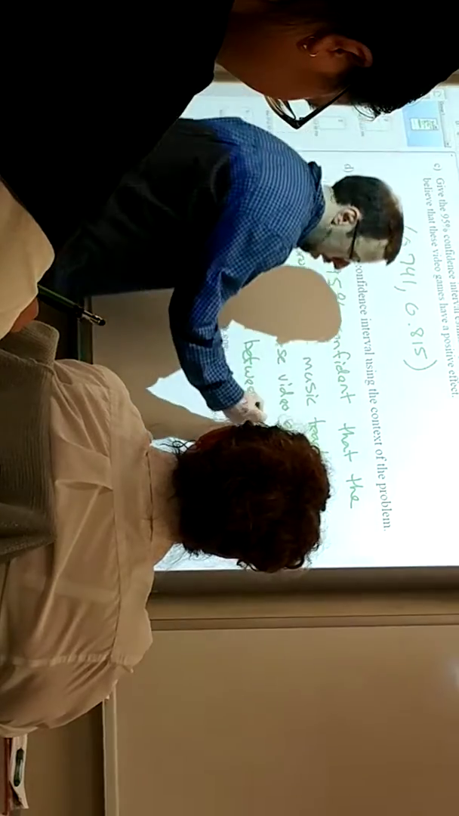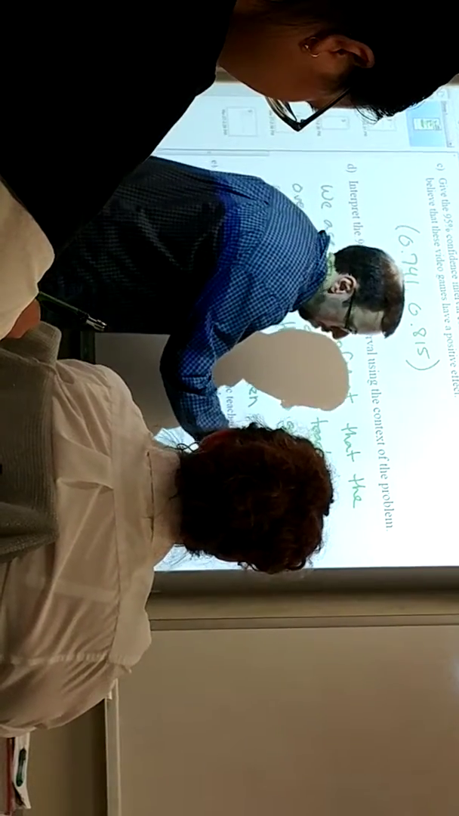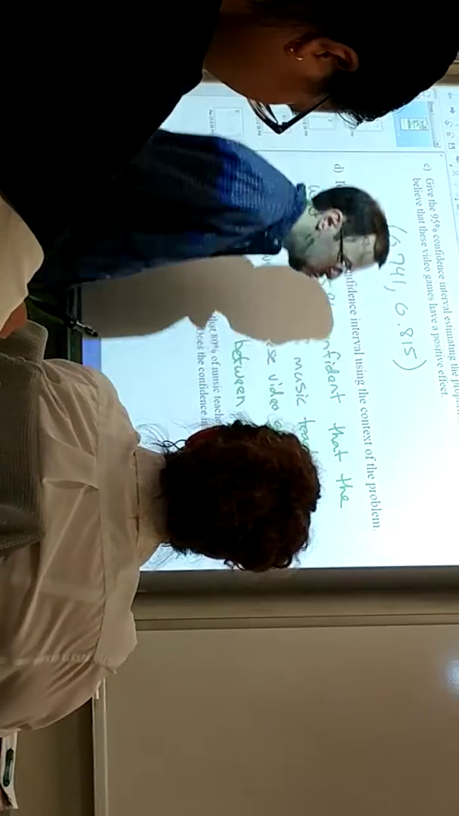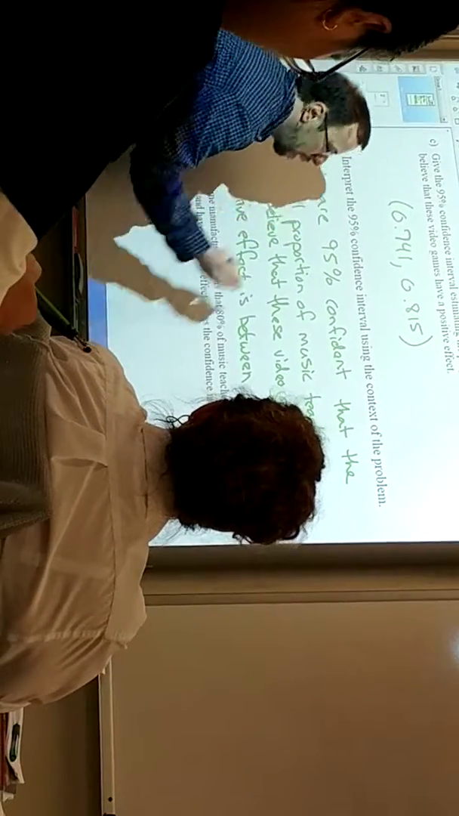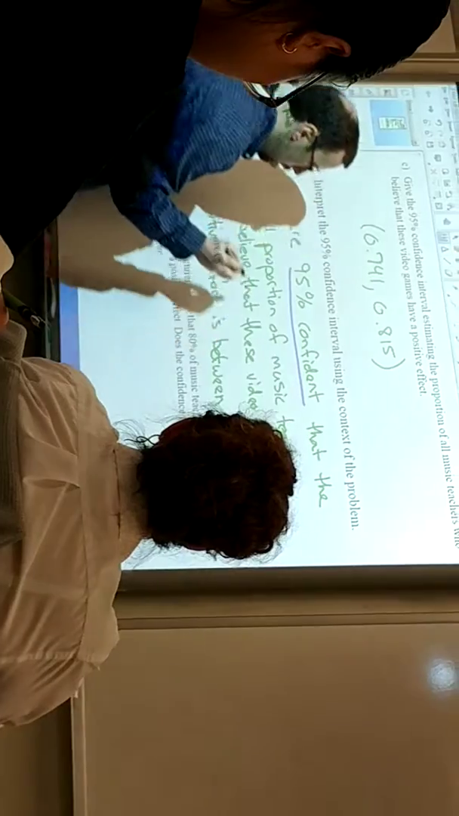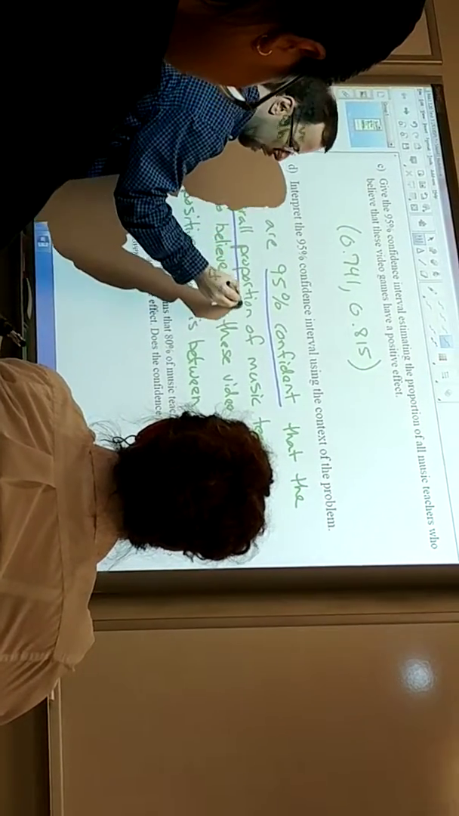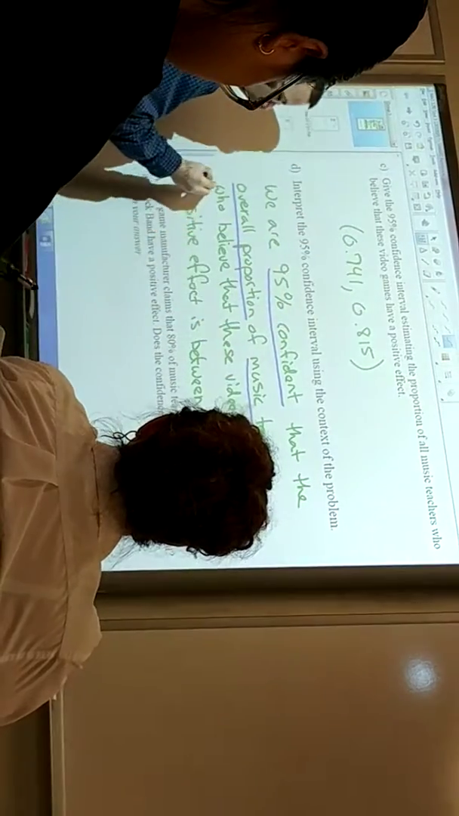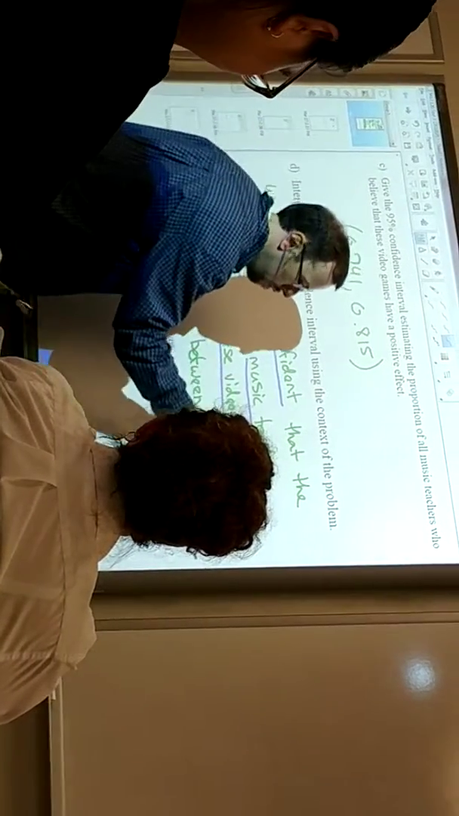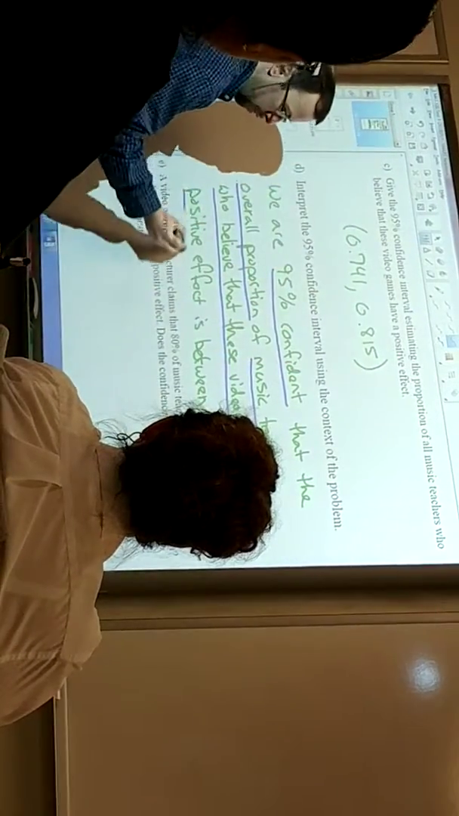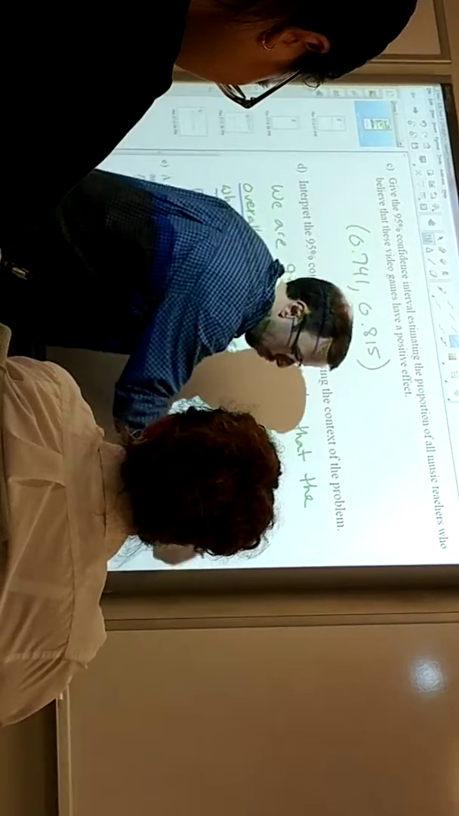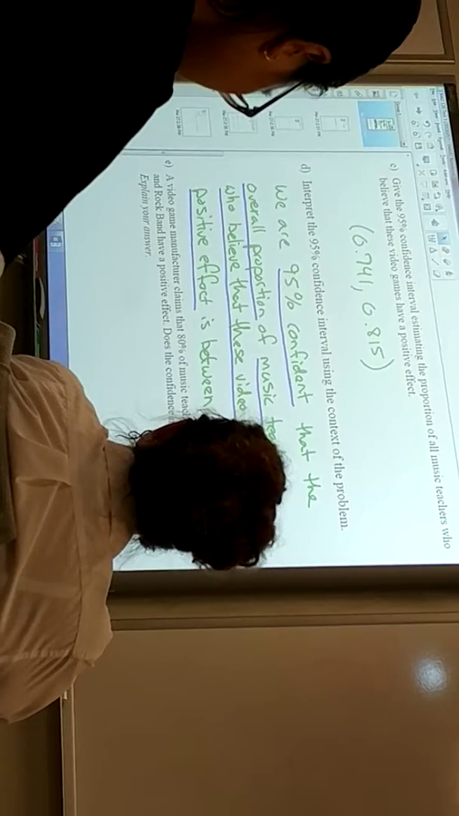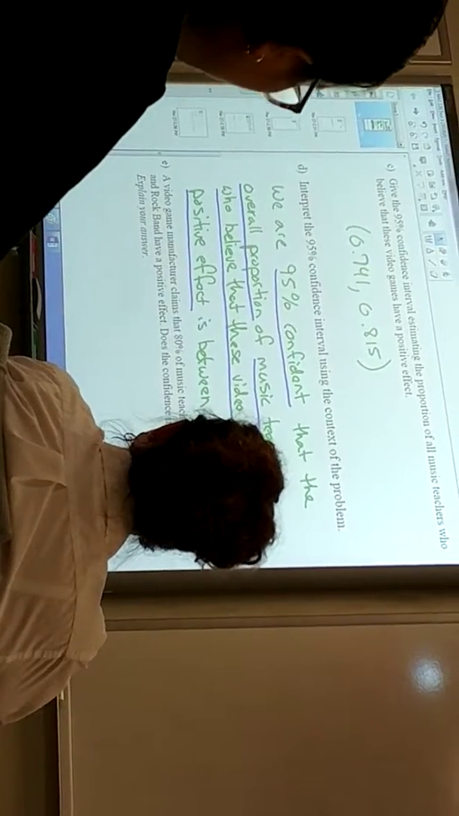0.741 and 0.815. So I'm just relating the key things, my confidence level, that I'm relating it back to a proportion. I'm looking at what is in my problem: the music teachers who believe video games have a positive effect, and then I just labeled it and then put the values. So pretty much that over and over, but you just kind of switch it up.